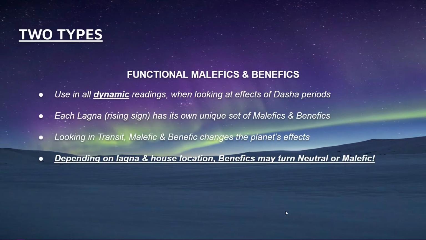The functional Malefics and Benefics come into play when you're looking at your dasha or when you're looking at transits or ashtakavarga. These are the dynamic readings when you want to see where the D1 static chart goes when it's in motion with the planets transiting around. So you're going to use the functional Malefics and Benefics in this situation. And the confusing part comes in that each rising sign, each lagna, has its own set of Malefics and Benefics. So if you're used to Jupiter being a Benefic, that just might change depending on your lagna. So you really have to pay close attention when you're looking at dynamic charts.